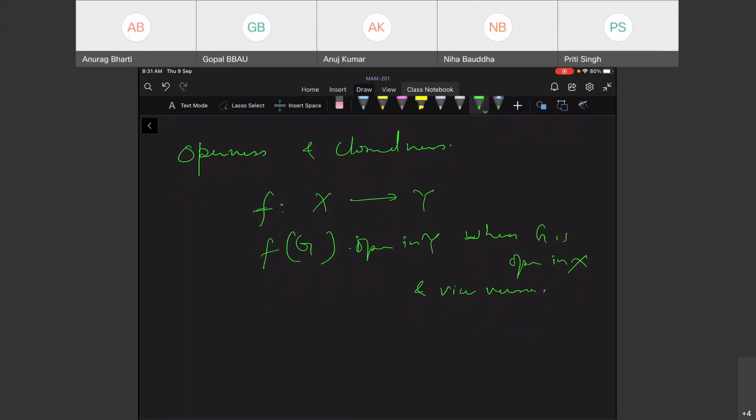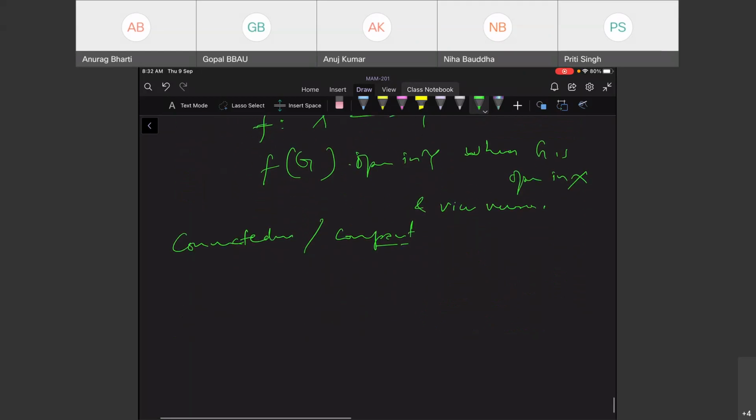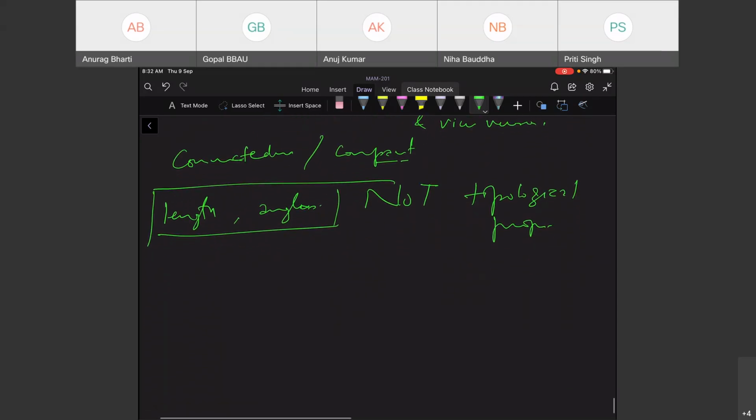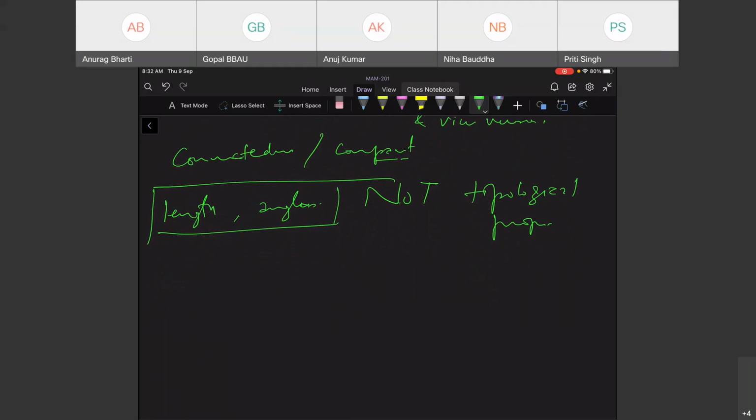There are other properties such as connectedness, compactness, and denseness. We will see them. These are also topological properties. However, length and angles are not topological properties. Why length and angle are not topological properties, we will see in a moment.